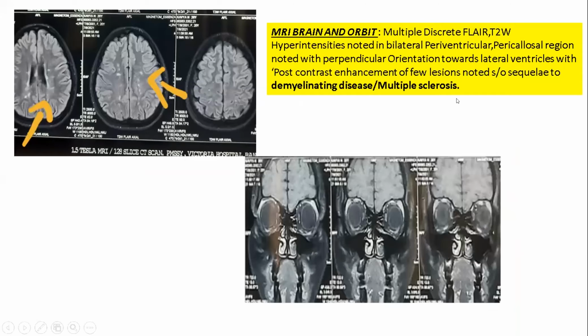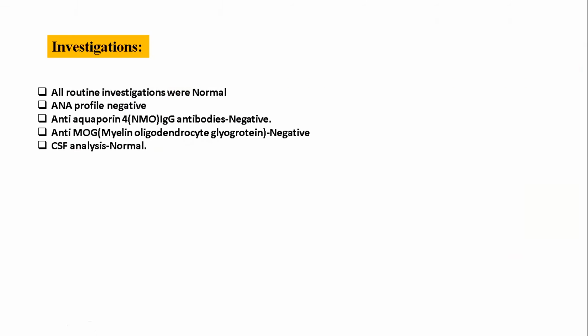MRI brain and orbit with contrast was done, showing multiple discrete FLAIR T2 hyperintensities in bilateral periventricular and pericallosal regions, perpendicular in orientation to the lateral ventricles, with post-contrast enhancement of a few lesions. This is suggestive of sequelae of a demyelinating disease and most probably considered as multiple sclerosis. The lower image shows the MRI orbit, which is normal.